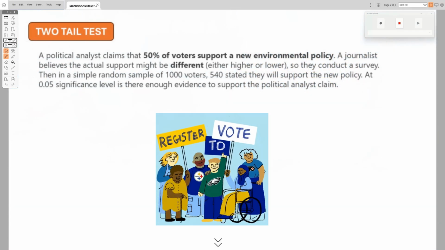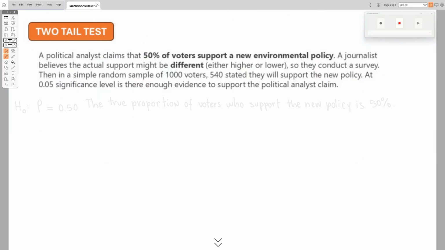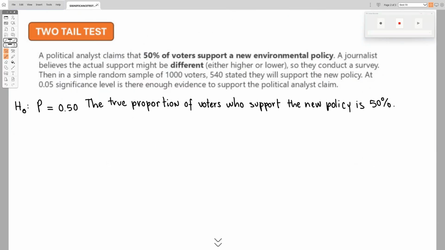A political analyst claims that 50% of voters support a new environmental policy. A journalist believes the actual support might be different. So they conduct a survey. In a simple random sample of 1,000 voters, 540 stated they will support the new policy. At 0.05 significance level, is there enough evidence to support the political analyst's claim?